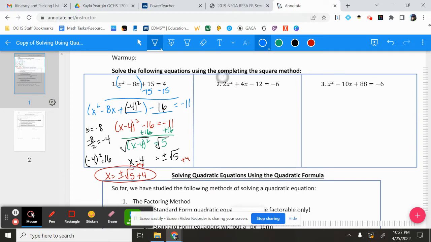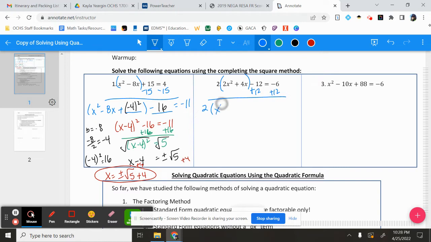Okay, we're still going to group together the things that are alike, and that means I'm going to get rid of the thing that is not alike. So it has minus 12. To get rid of it, I'm going to add 12 to each side. Now the reason that number 2 is different than number 1, notice that my a value is no longer 1, it's a 2. So when I get ready to do this, I need to factor out the 2.